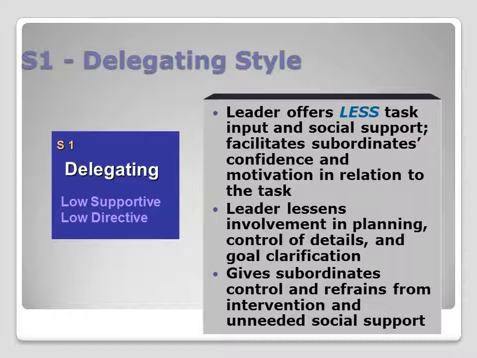So the leader lessens their involvement in planning, control of the details, and goal clarification. They don't need to tell them too much about what needs to get done. Once they understand what the task is, they're motivated and able to get it done. So they give over a lot of control in this model, in this delegating style of leadership. And they refrain from sticking their nose in it too much, intervening, and from trying to have a team powwow when everybody on the team is getting along well.